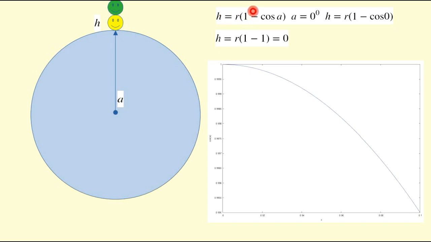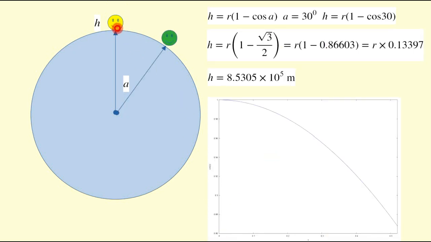So we take that equation, r times 1 minus cos a. This angle A is 0 degrees. Remember, the value of cos of 0 is 1. So you have 1 minus cos of 0, which is 1 minus 1. Of course, obviously, there is no curvature.